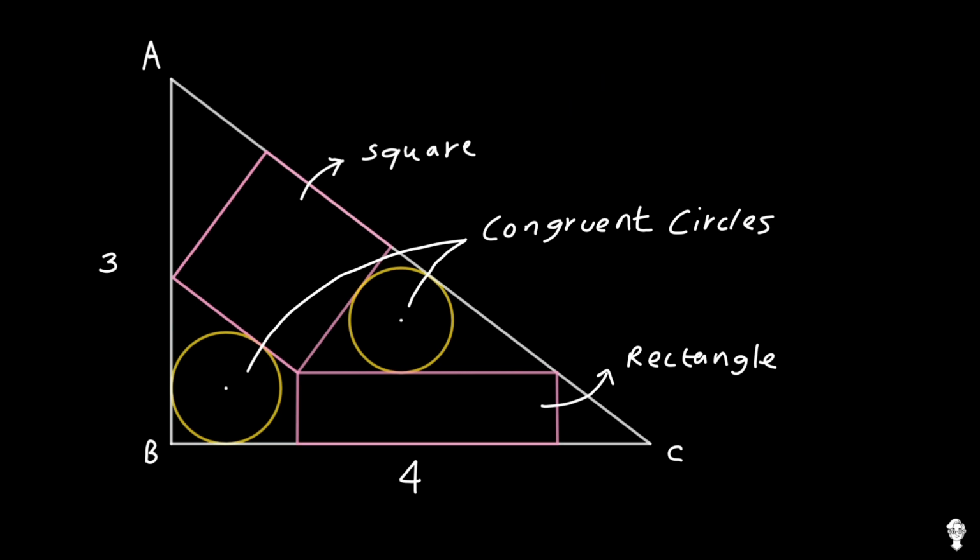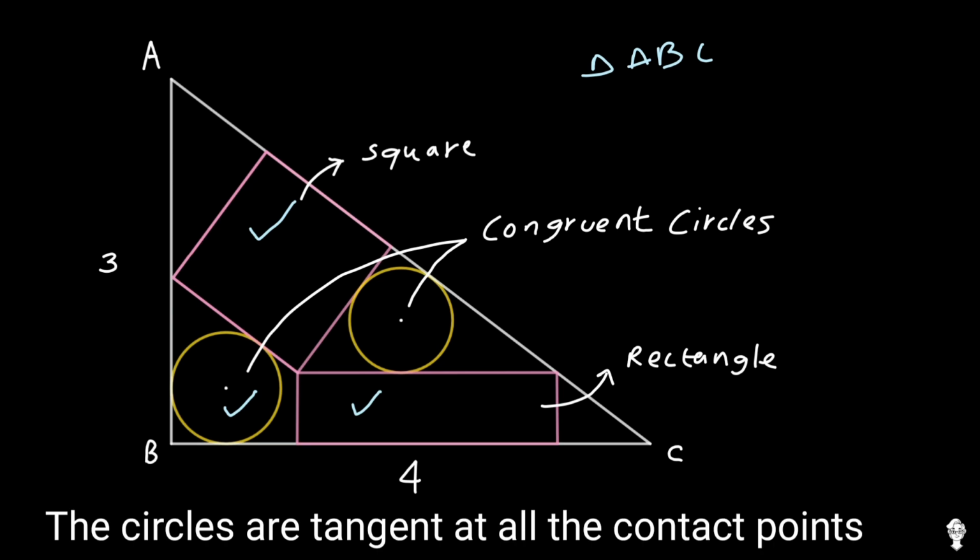Okay, now let us talk about this geometrical problem. So it is basically saying that we have a right angle triangle ABC. In this right angle triangle, we have a square, a rectangle, and these two congruent yellow circles that are arranged in the particular pattern as you can see in this diagram.